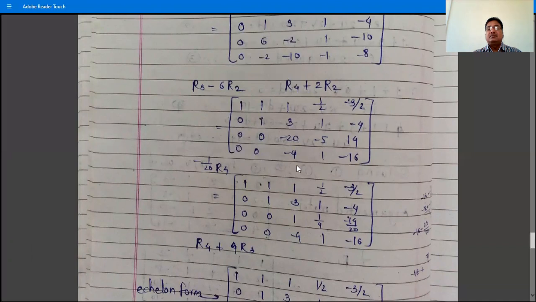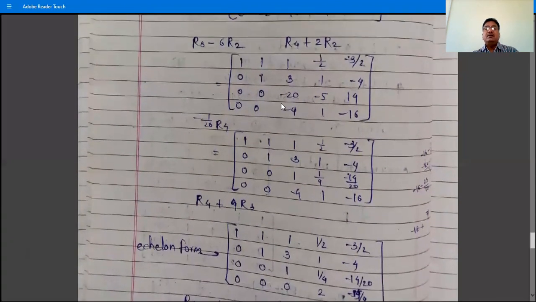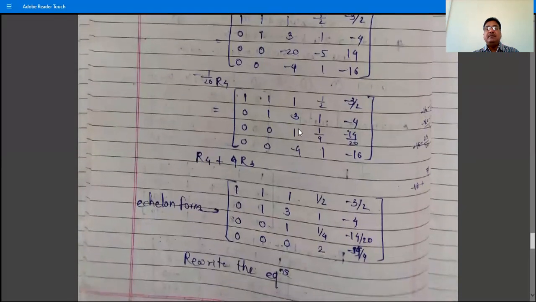And then 6 minus 10 becomes minus 4. Then 2 and this minus 1 becomes plus 1. And this is minus 8. After multiplying by 2, we have minus 8. Minus 8 becomes minus 16. Then reduce this minus 20 to 1. So minus 1 by 20 R4, that is, multiply the fourth row by minus 1/20.